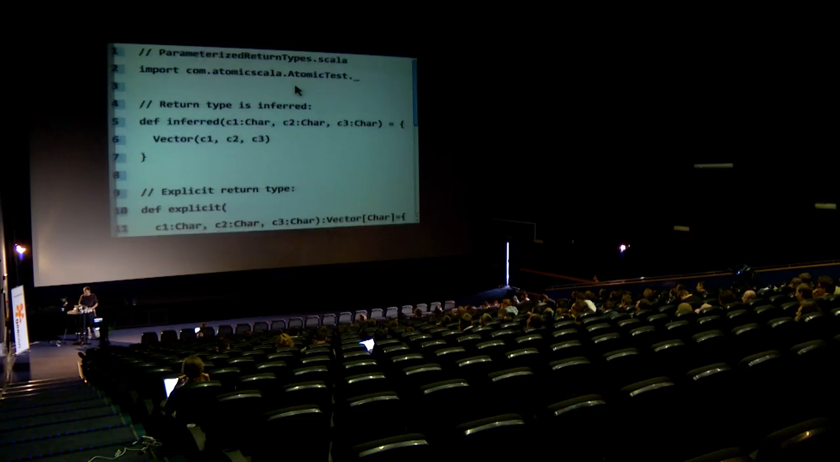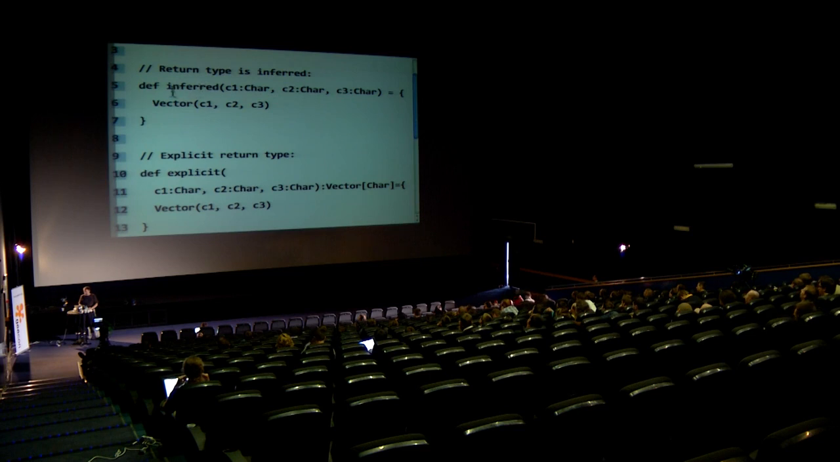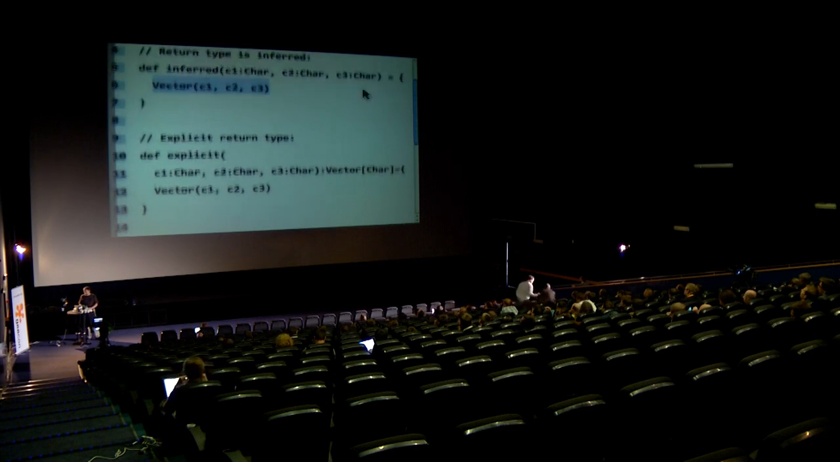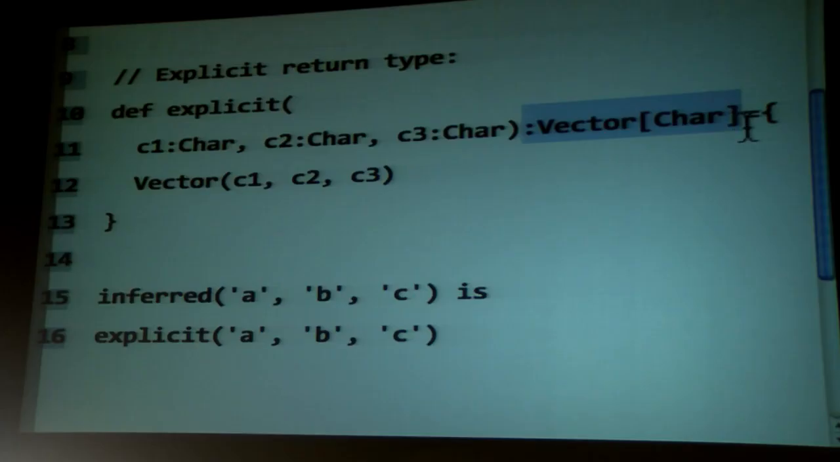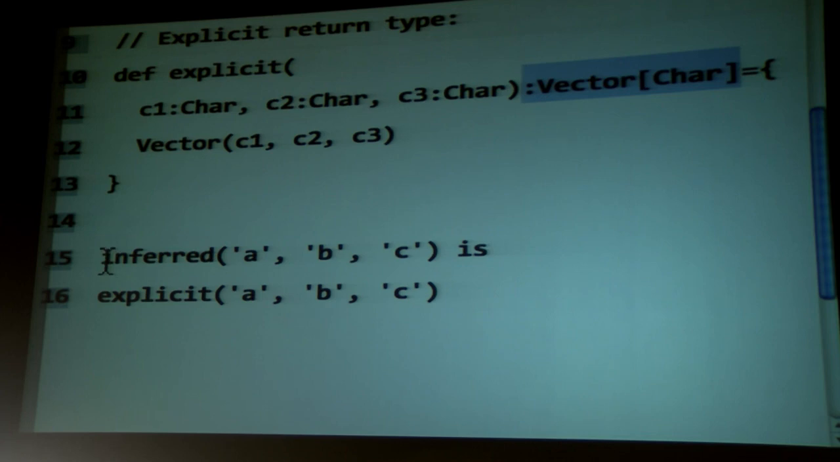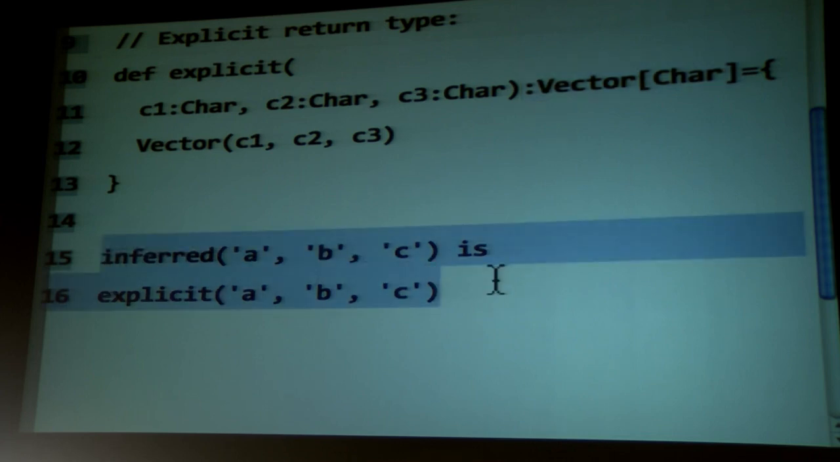Okay, so return types can also be parameterized. Here is an inferred return type. Notice that I don't have the colon and the return type. It figures it out because it's returning a vector of char, so it understands that it needs a vector of char, and it does it for you. But you can also be explicit about it. You can say, I'm returning a vector of char here. I prefer to use type inference unless something demands that I be explicit. I like to be smaller and simpler if I can get away with it. And you can see that we produce exactly the same result using the is directive.